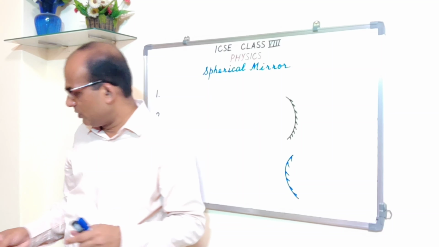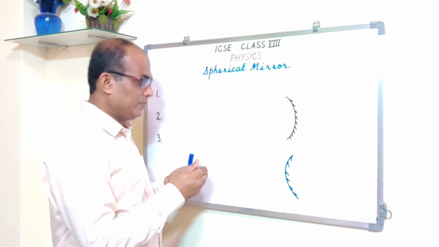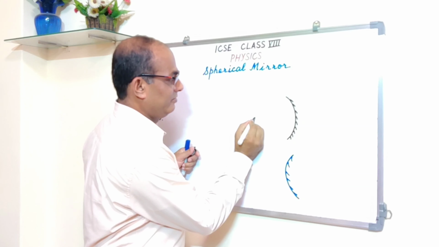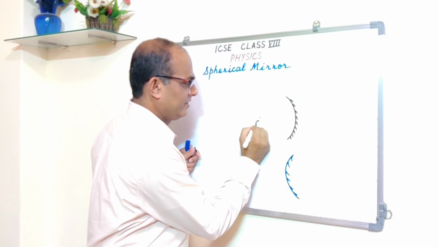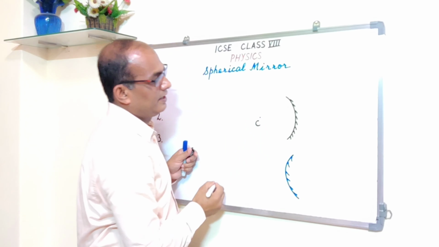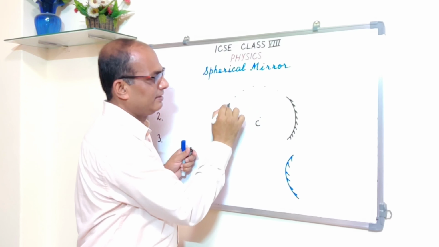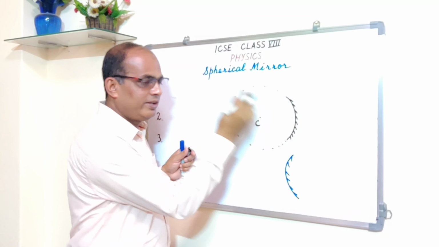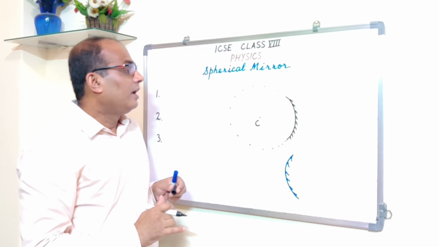Now let me show you. Here somewhere there is the center of curvature, C. Why? Because your sphere is something like this, and this is a part of that sphere.